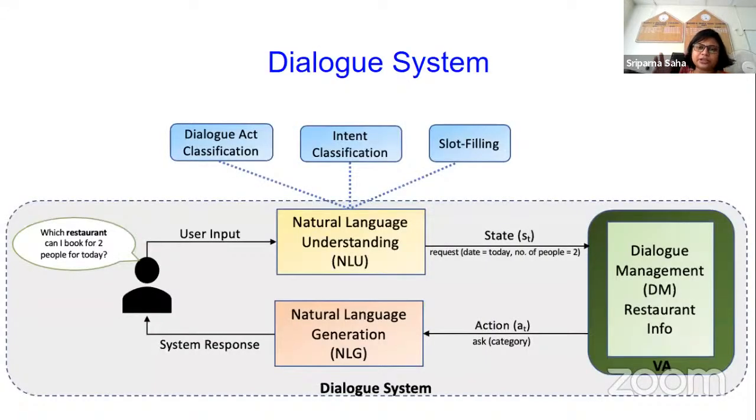So let us start with the dialogue act classification. As I mentioned, dialogue act classification is the first submodule. The task of dialogue act classification is basically to categorize the type of the utterance. So the user is saying something. What is the type of the utterance? That is the task of dialogue act classification.